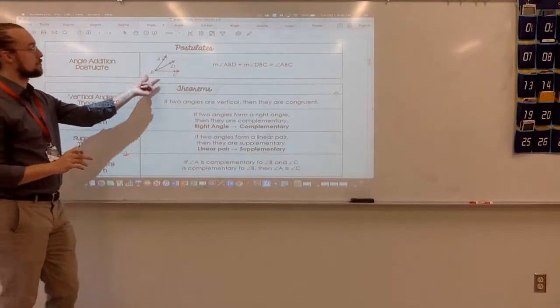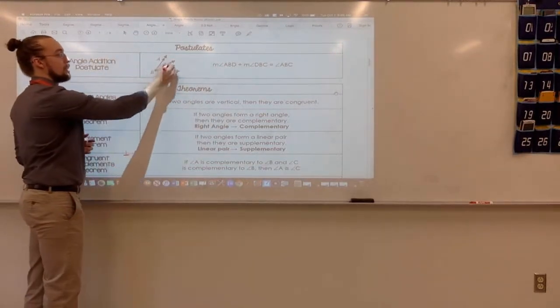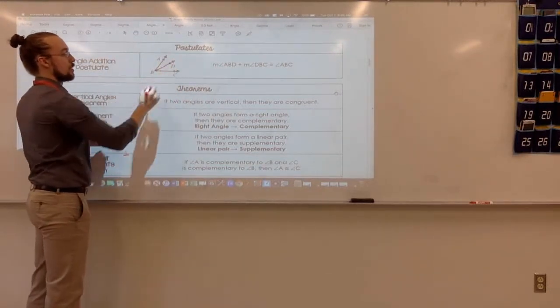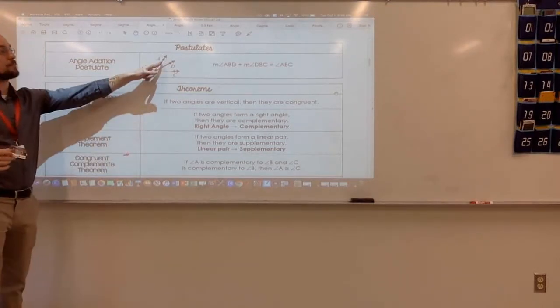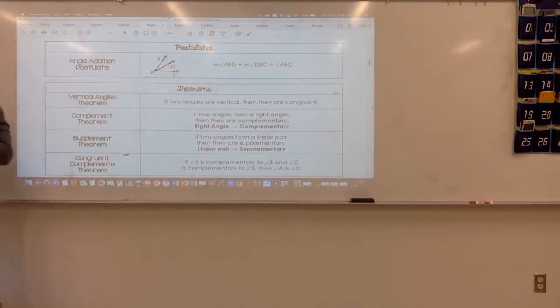So we can say this angle plus this angle equals the whole thing. So measure of ABD plus the measure of DBC equals the measure of angle ABC.